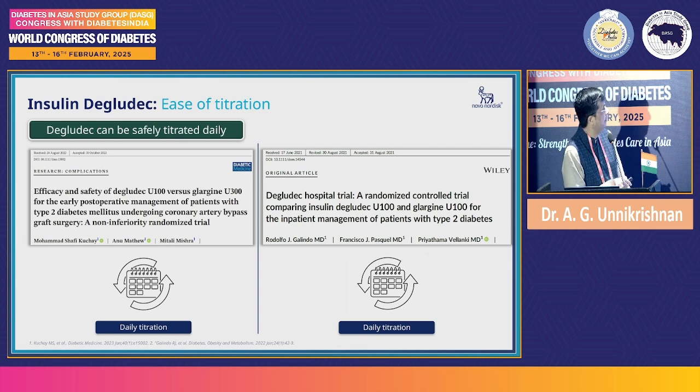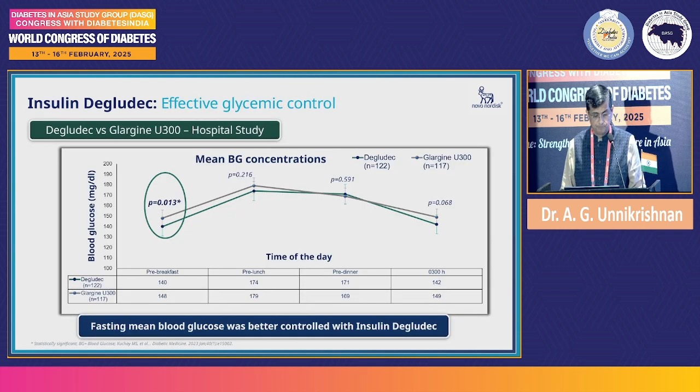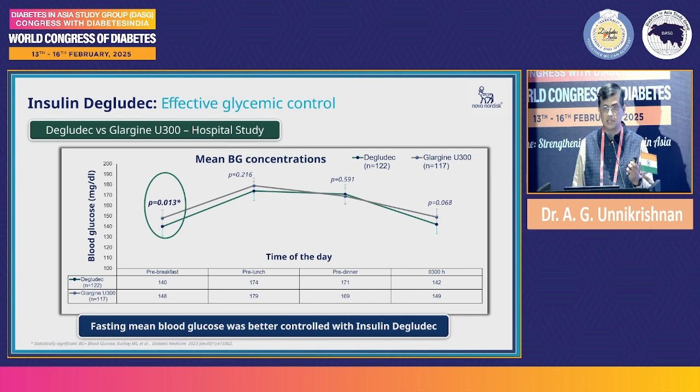The first paper compared degludec to glargine U300. The second paper compared degludec to glargine U100. One was from India, one was from outside India, but both are excellent papers. The Indian study was probably a better study. It compared degludec with glargine U300, so these are comparable ultra long acting basal insulins. What this study showed is that glucose control was better. The fasting glucose control was better with insulin degludec, and this was statistically significant.